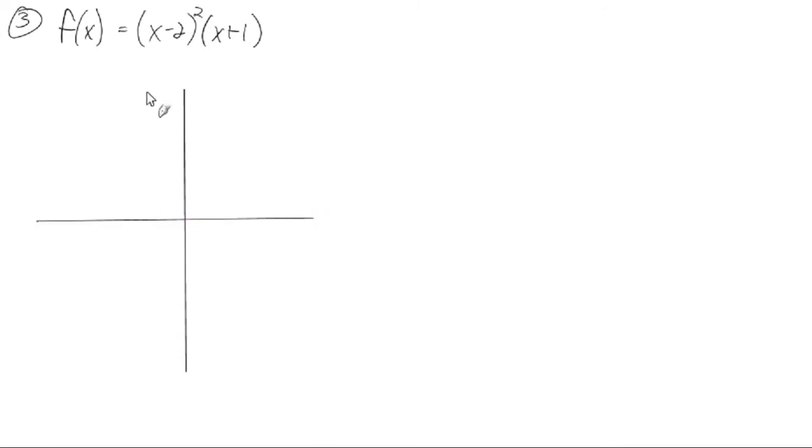The easiest place to start, especially since this is already factored, is put some x-intercepts on there, which is where the zeros will be found, right? So what are the zeros here? Well, if we were to set this equal to 0, we would find x minus 2 squared equals 0, or x plus 1 equals 0. We could take the square root of both sides. That could make it easy. x minus 2 is equal to 0, so x equals 2, or x equals negative 1. These are our zeros. So at 2 and negative 1, we find zeros.